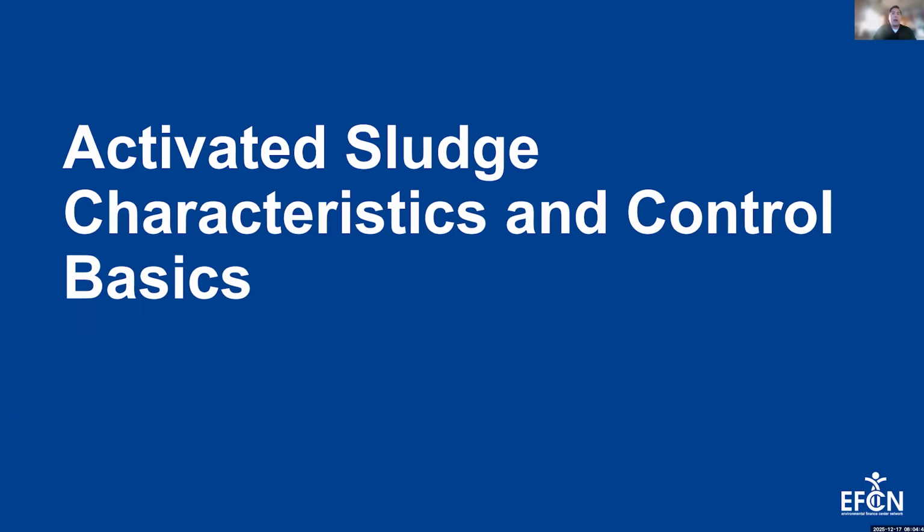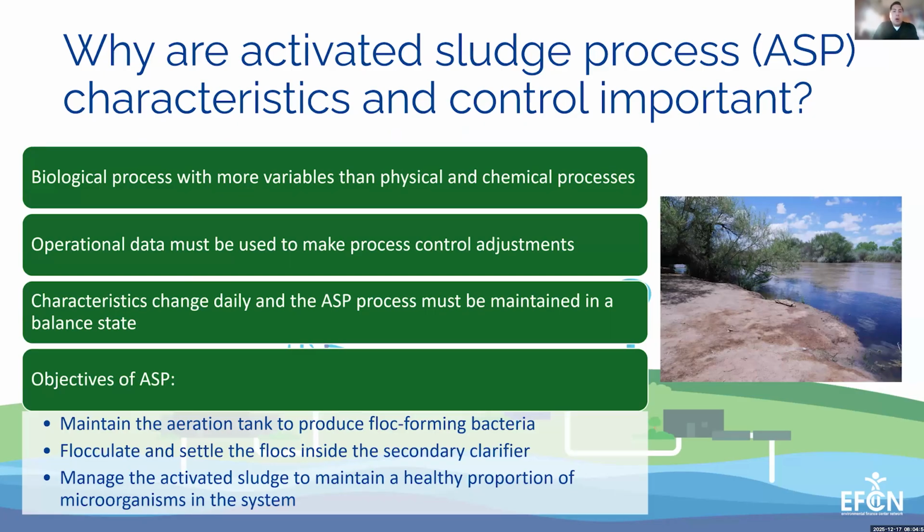We did introduce some of these variables that we monitor as part of the instruction on our components, and now we'll go into more detail on how they fit into actual process control. To start, I want to quickly discuss why the characteristics and control measures of activated sludge are important. Activated sludge might be abbreviated as ASP in a lot of the reference material. ASP, just like I said, references the activated sludge process.